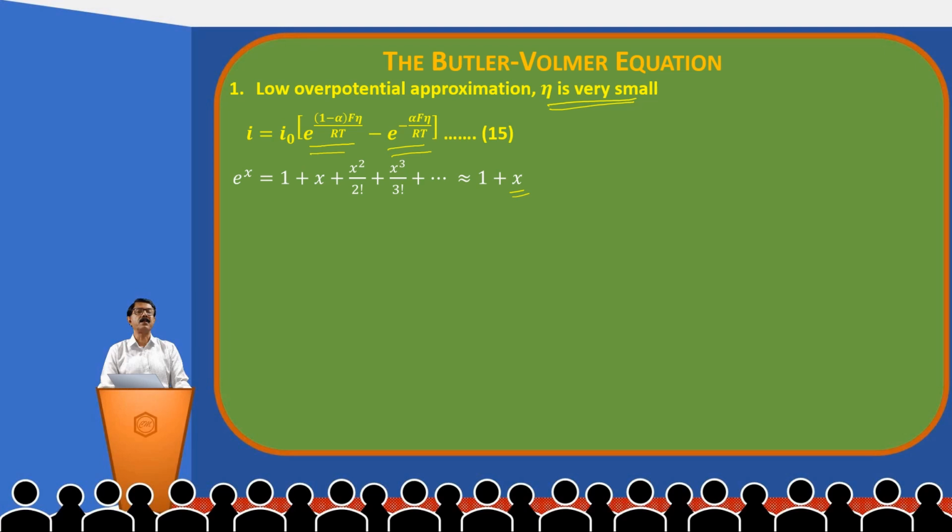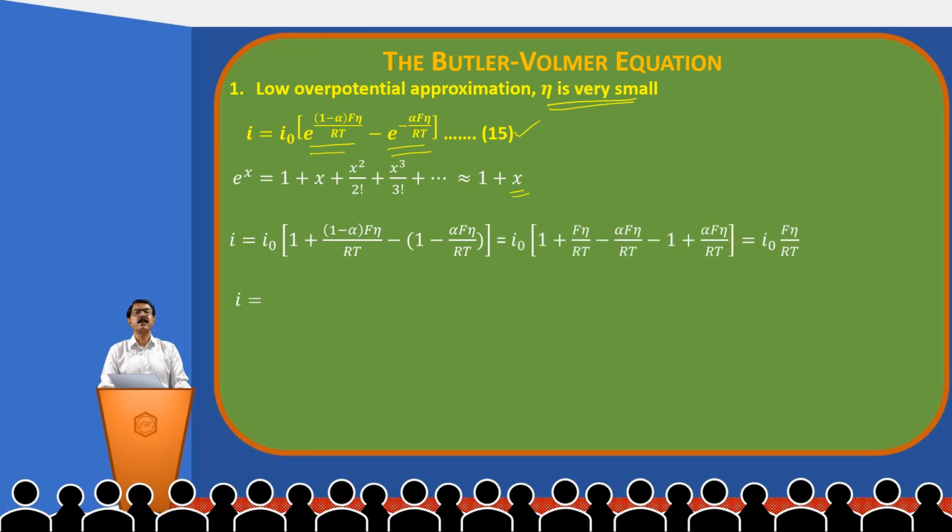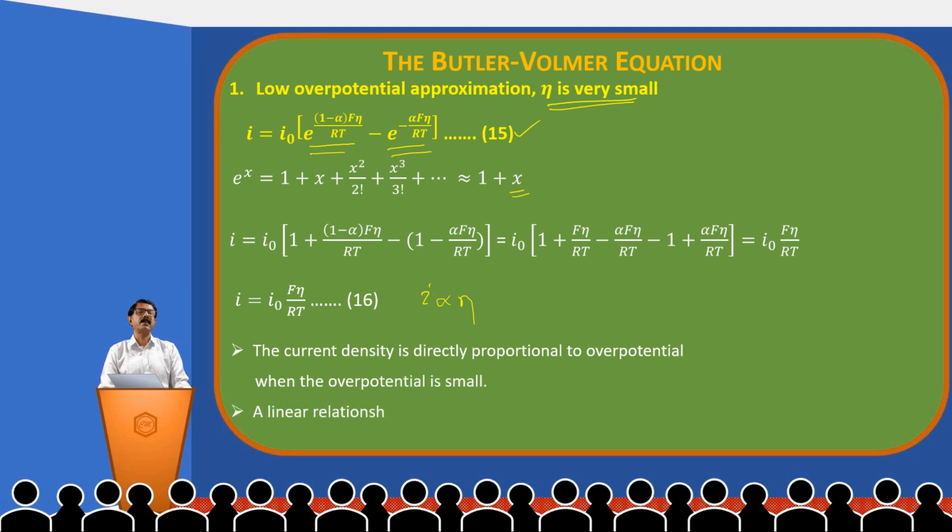Applying this approximation to both the terms within the brackets of equation 15, we get equation 16. The simplified form of 16 is I equals I0 into f eta by RT. According to equation 16, the current density is directly proportional to overpotential when the overpotential is small. This means that there is a linear relationship between current density and overpotential. That is, the graph will be a straight line in this region, when eta is very small.